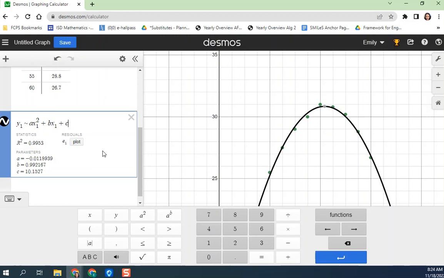plus 0.992x plus 10.153. Rounding it to 3 decimal places. And then I'm going to write down the r squared while I'm looking at this. 0.995. So let me show you that now.